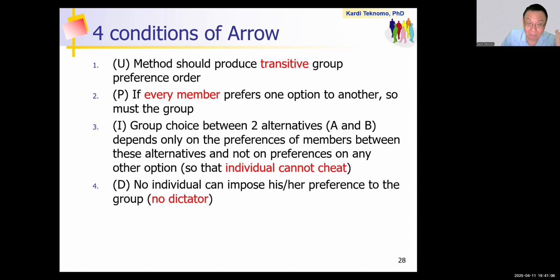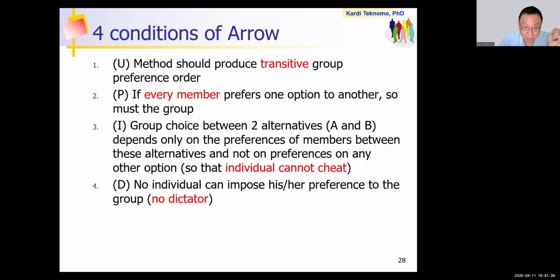This is called independence of irrelevant alternatives, IIA. You focus on a certain alternative and don't care about the other alternatives. The last one is no dictatorship. No individual can impose his or her preference on the group. This is also an important condition.